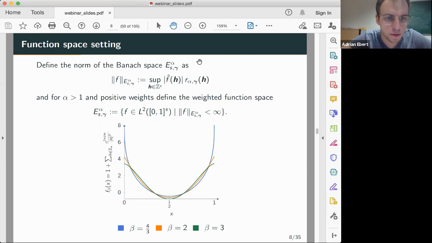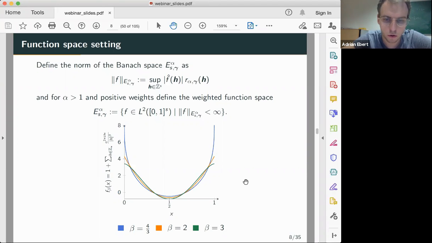So I was basically saying that we can define our Banach space E S gamma alpha by this norm here. And this norm, you can basically understand as a supremum norm of the product of the absolute value of f hat of h times this decay function. Since the decay function increases as the norm of h increases, in order to make the norm still finite, our coefficients need to decay sufficiently fast. So that is the idea of the definition of this norm and the decay function.